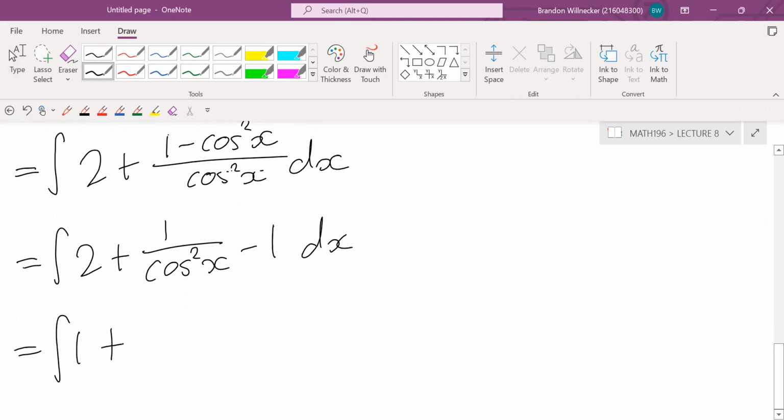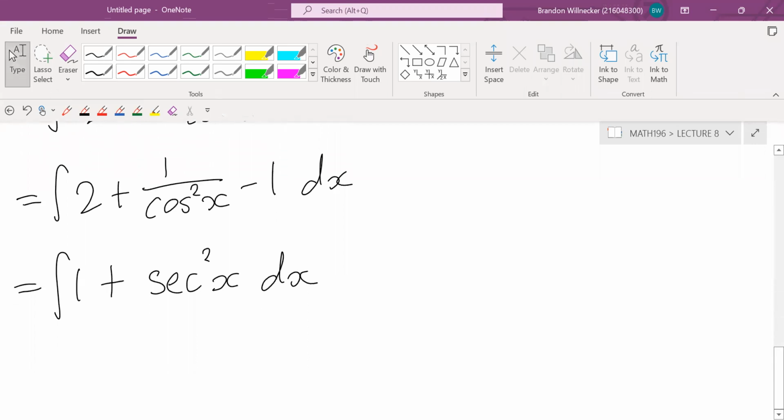1 over cosine squared, that's going to be sec squared of x, which is great because we know the antiderivative of sec squared. And we also know the antiderivative of 1. So this is going to be x plus tan x, and don't forget your plus c.